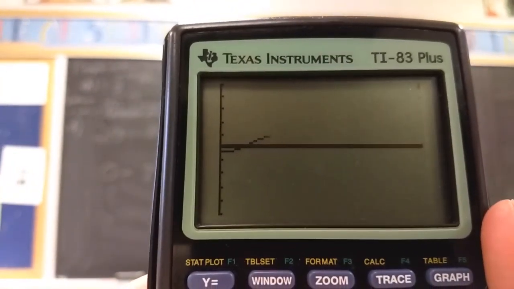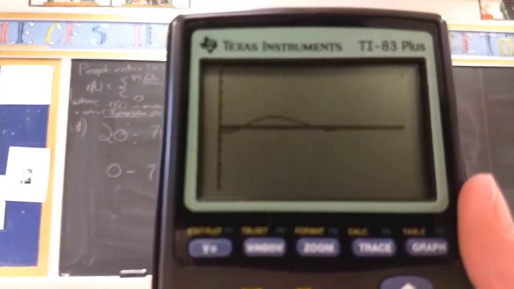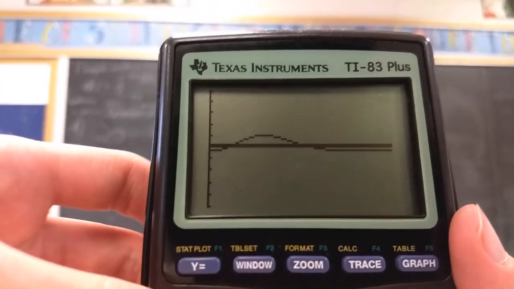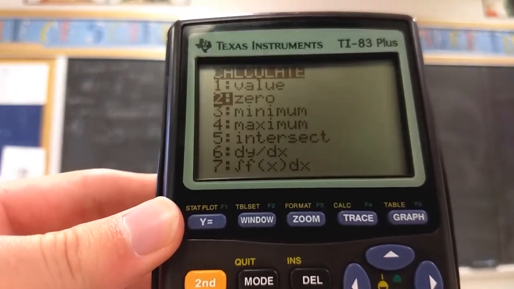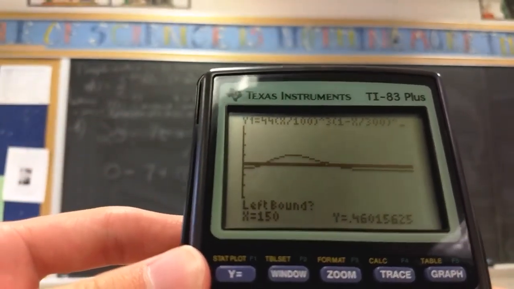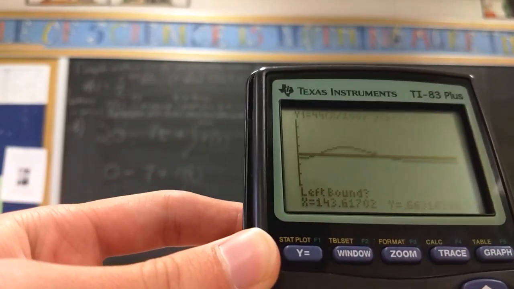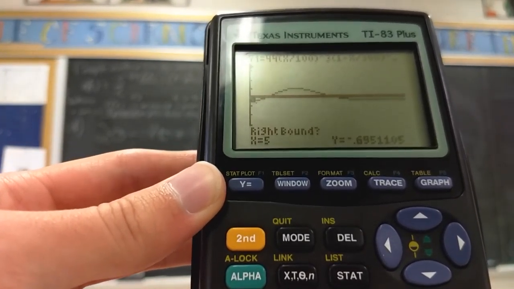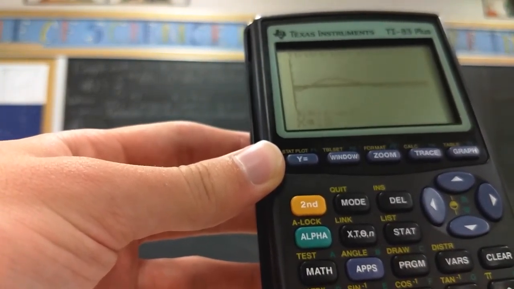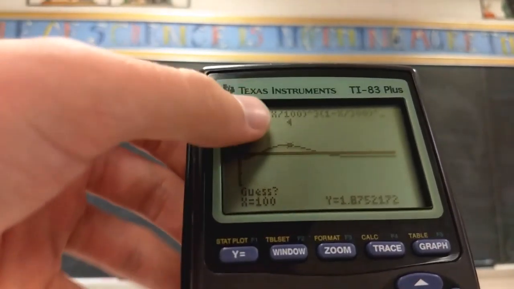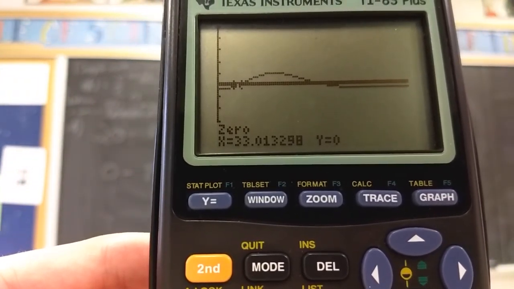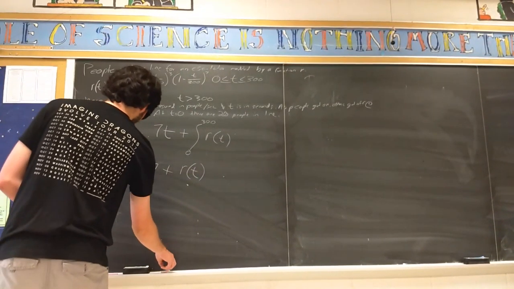So when we graph this, it'll give us what almost looks like a sine graph. And we're going to find our zeros. To do that, we're going to do second calc and go to zero. You'll select the left bound first. So our left bound, we're going to do 5 on the left-hand side, and our right bound will do 100, on the right side of that. Then you hit enter and it'll guess. So our first zero is 33.013.